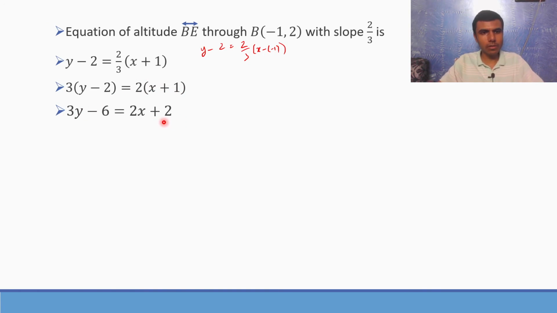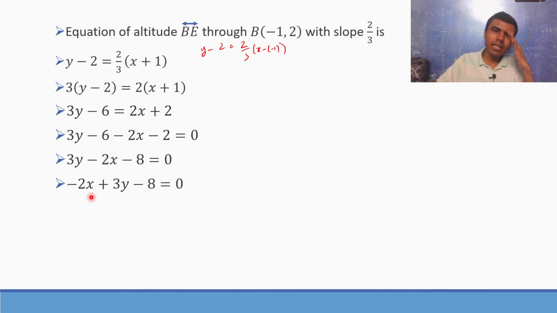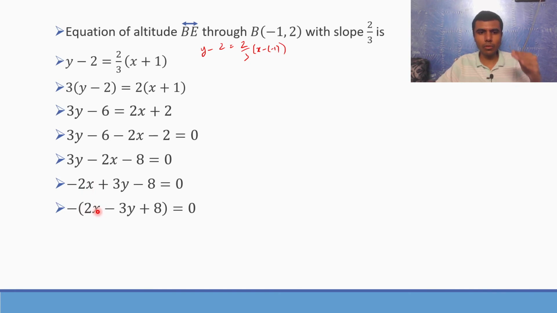Get everything to the LHS. 3y minus 6 minus 2x minus 2 is 0. 3y minus 2x, minus 6 minus 2 is -8. So 3y minus 2x minus 8 equal to 0. Let me convert it to general form. In general form, we write -2x plus 3y minus 8 is 0. In general form, the leading term x should not be negative, so take minus common: minus of 2x minus 3y plus 8. When we take minus common, minus becomes plus and plus becomes minus. You can just check by multiplying: minus of 2x is -2x, minus of -3y is plus 3y, minus of 8 is -8. So we get the previous step.